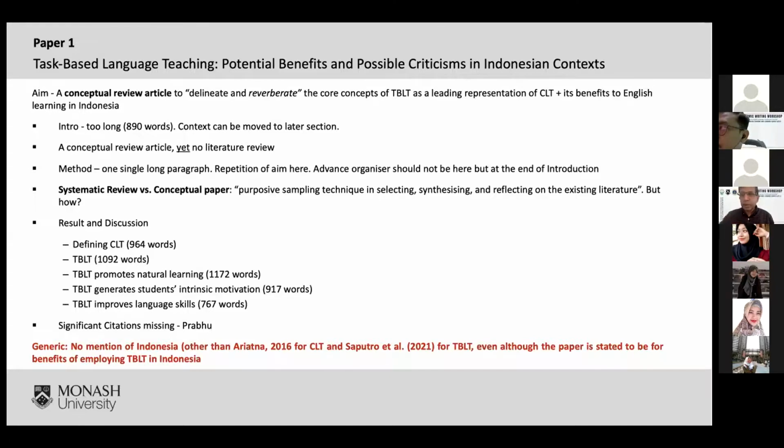Now, can this paper be fixed? Oh, yes. It's not very easy, but it's not very difficult. So as a peer reviewer, I would say either change the topic or the scope of your paper, or put in references to Indonesia. Otherwise, you are not fulfilling the aim that you promised. There is nothing about Indonesia. Only 2 references, not enough, right?